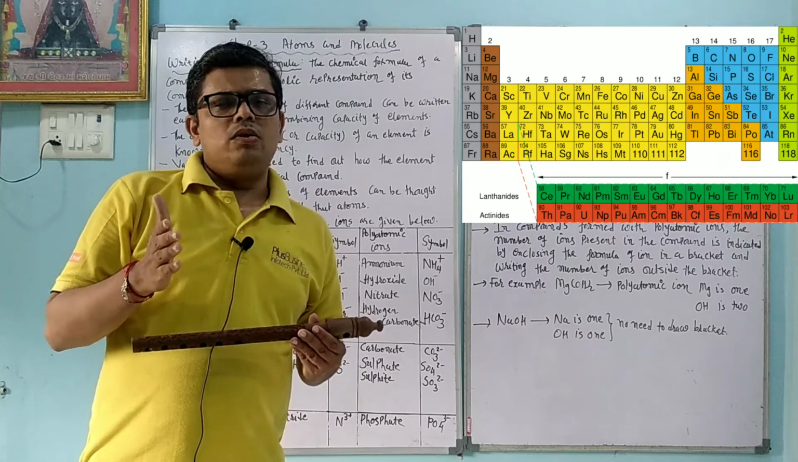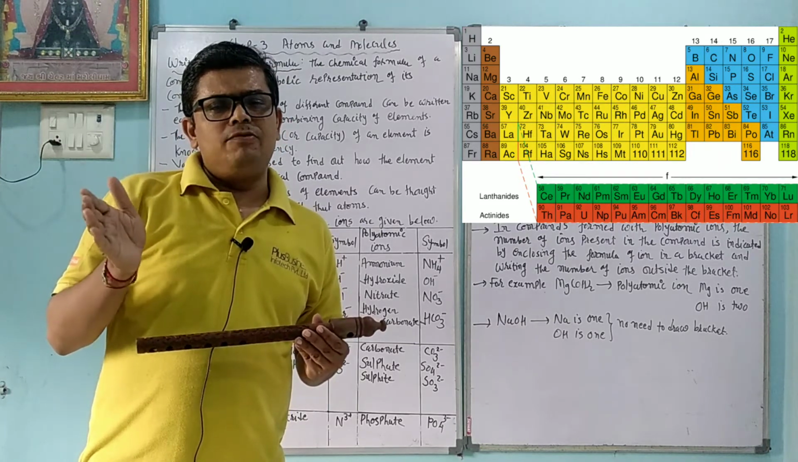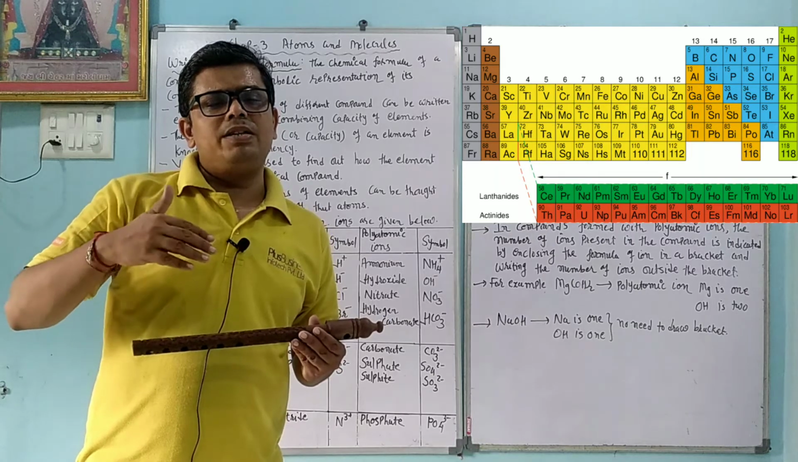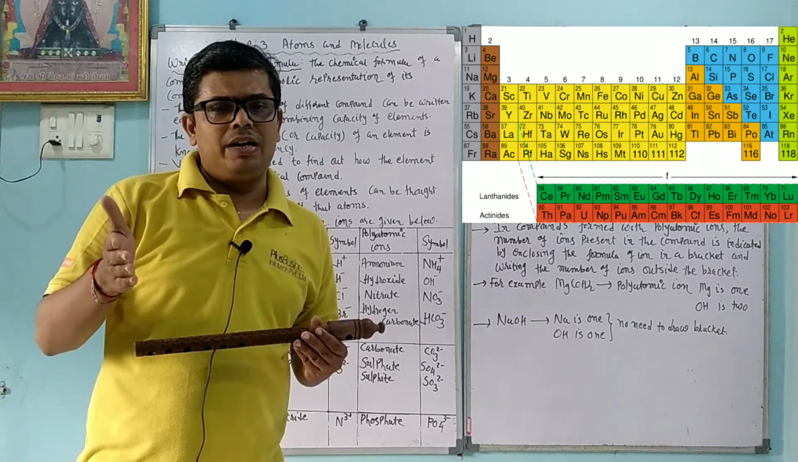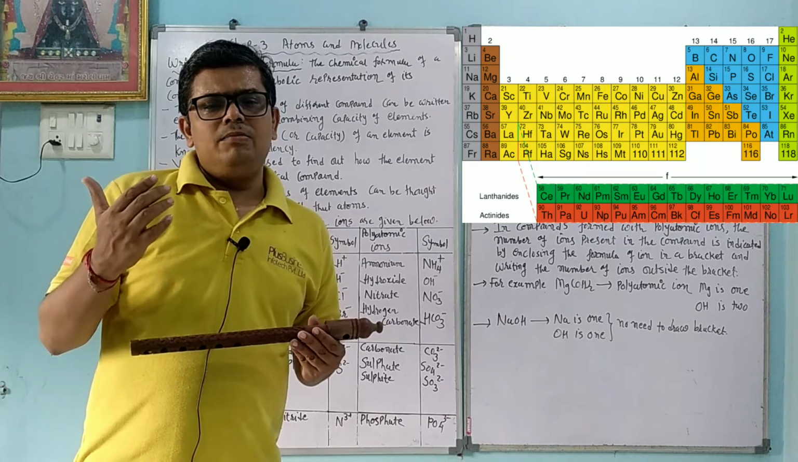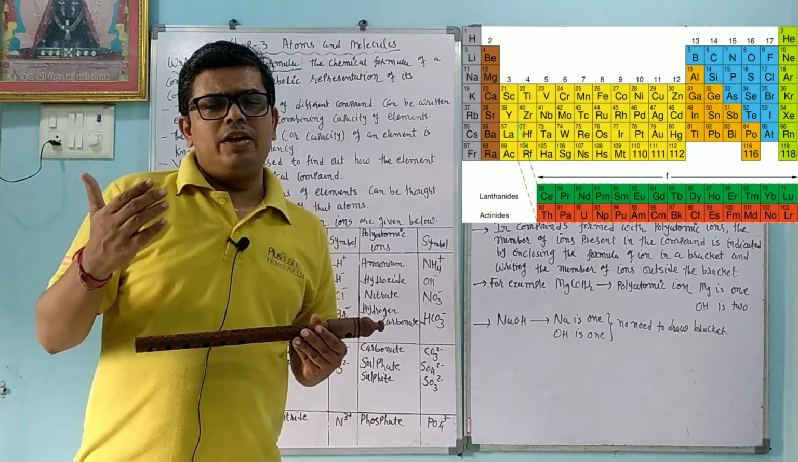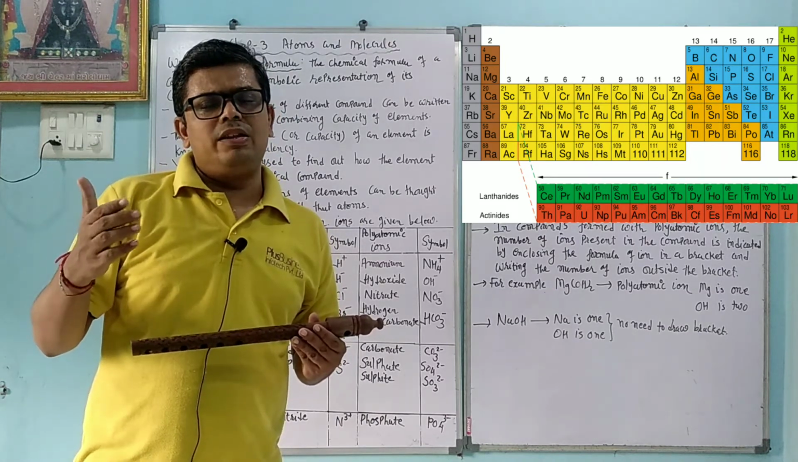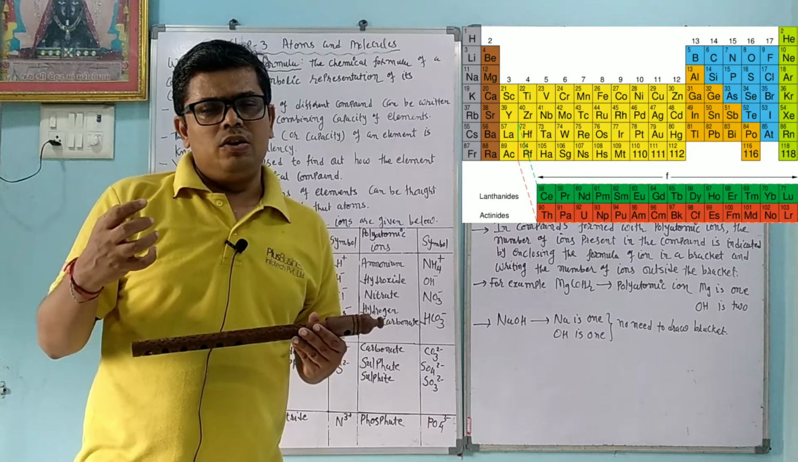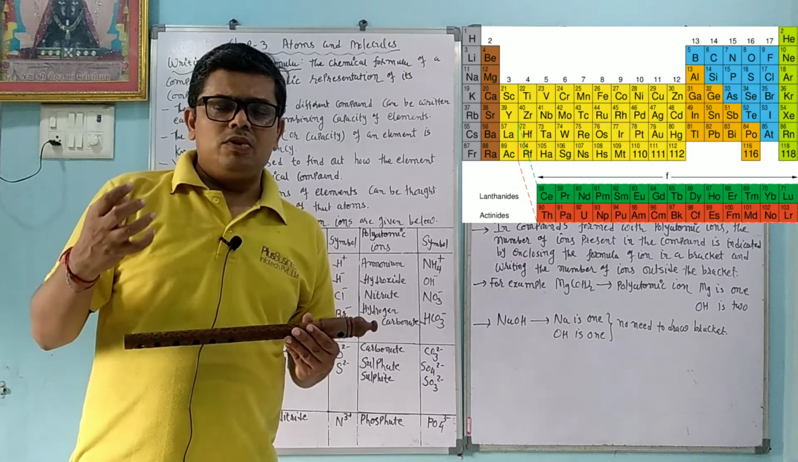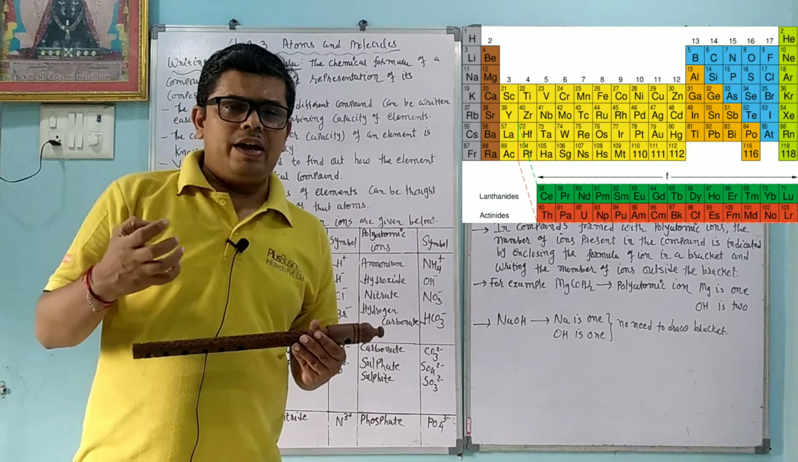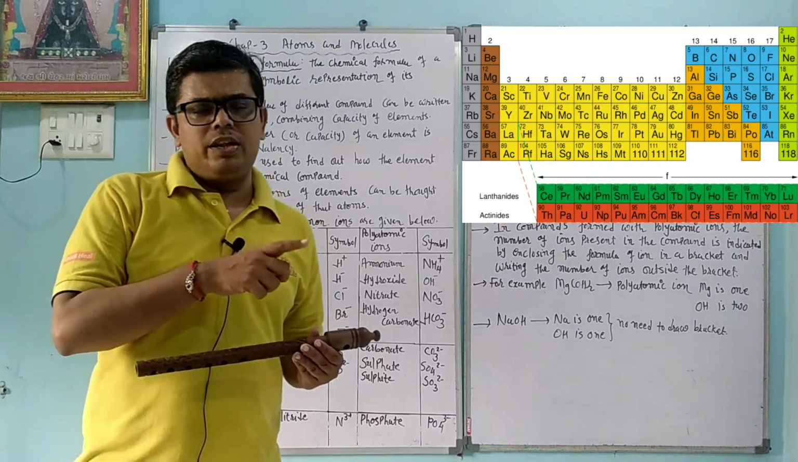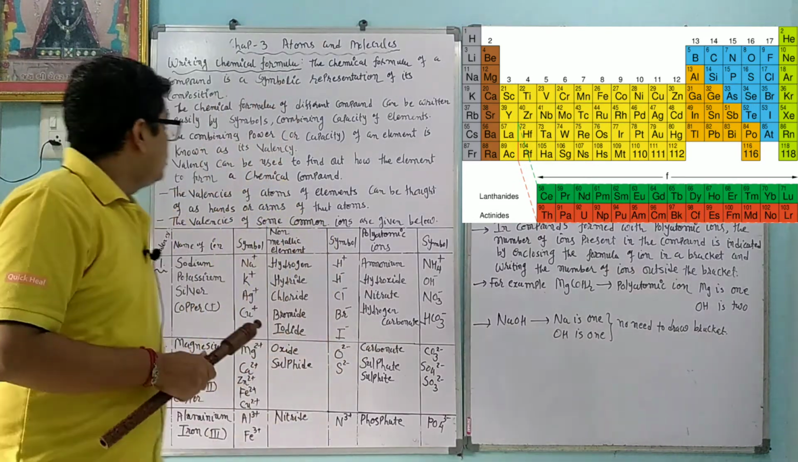If the outermost orbit contains fewer than 4 electrons, then what happens? That atom has a tendency to lose electrons, so they are metals. And if the outermost orbit of an atom has more than 4 electrons, then they have a tendency to gain electrons, so they make the negative ion, which is called an anion. Those which have the positive ion are called cations.